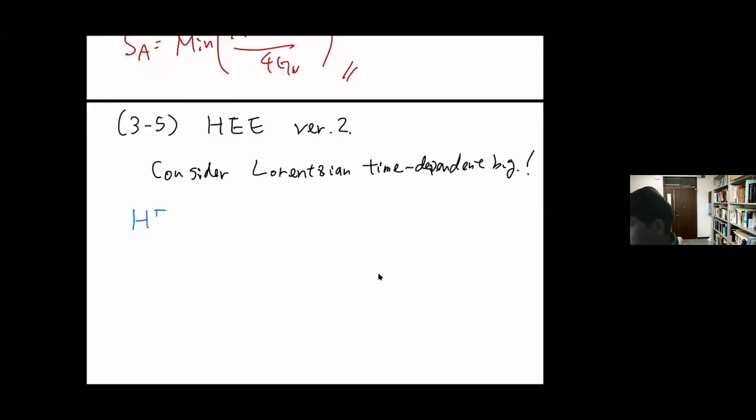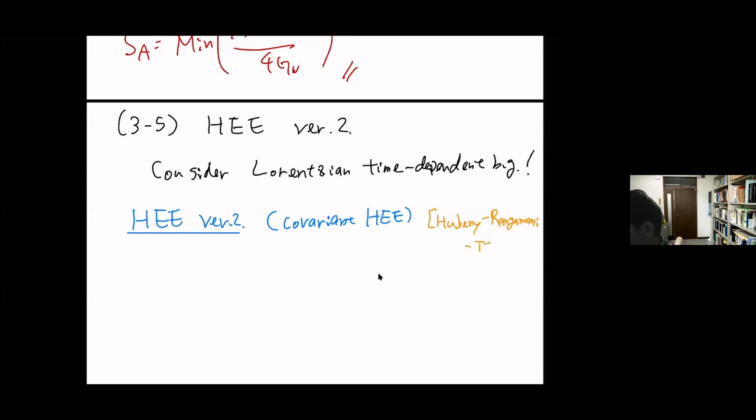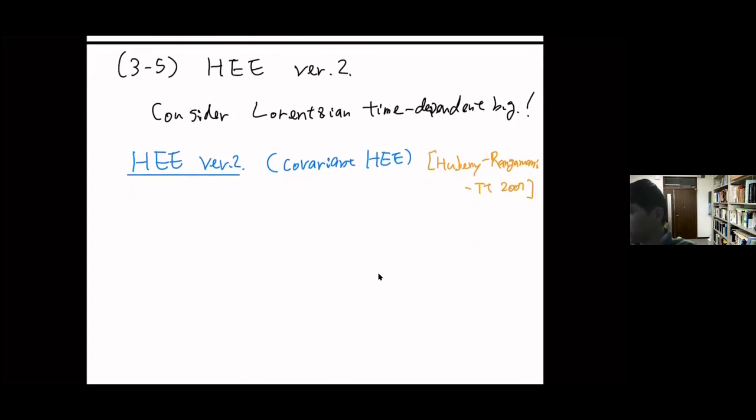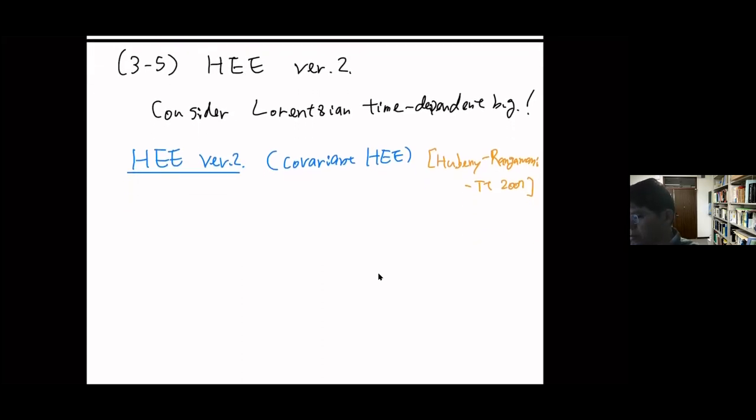So this is the more general time dependent case. We need another formula, which is the time covariant formula, version 2. This is also called covariant holographic entanglement entropy. This is something I worked on with Veronika Hubeny and Mukund Rangamani. So the answer to the question of what about the time dependent case is very simple, but it's a little bit more complicated than the previous formula.